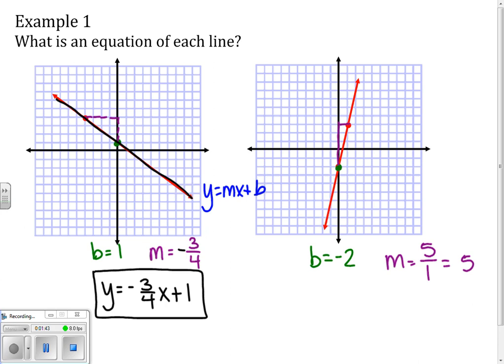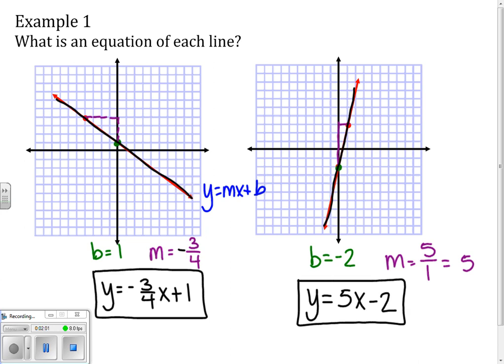Just double check the sign on that. If you trace this line from left to right, you're going up, which does make it positive. If you substitute both of those pieces of information in the y equals mx plus b, you get y equals 5x plus a negative 2, which is prettier by writing just a minus 2.